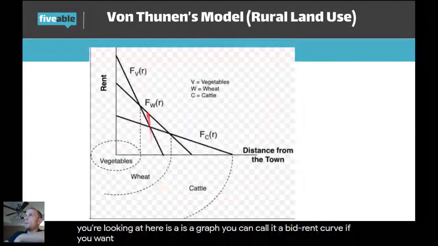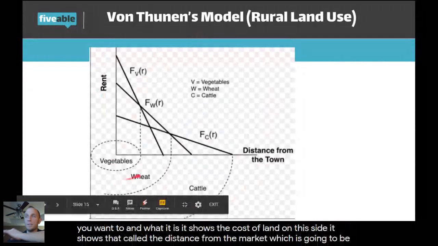And what it shows is the cost of land on this side, and it shows the distance from the market, which is going to be associated with the cost of transportation, on the x-axis. So y is rent, x is distance from the market, transportation. And what you end up seeing with this chart is where the lines intersect is going to be the point where farmers are no longer going to do vegetables and they're going to do wheat based on those two costs.